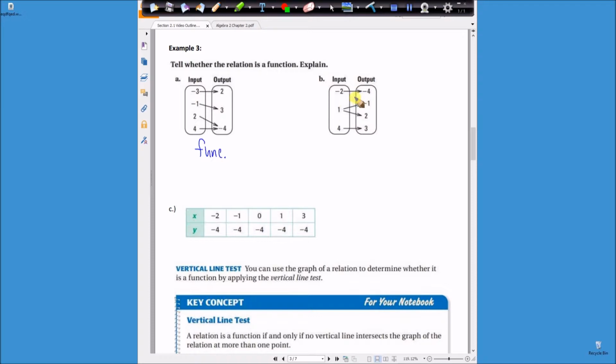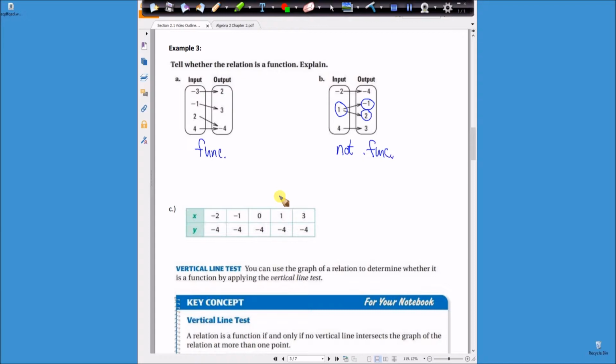That's fine. No problem. This is the case where we have issues. When one input goes to two outputs. So this is the problem. 1 maps to negative 1 and 1 maps to 2. That can't happen. That's one input with more than one output. So this is not a function.